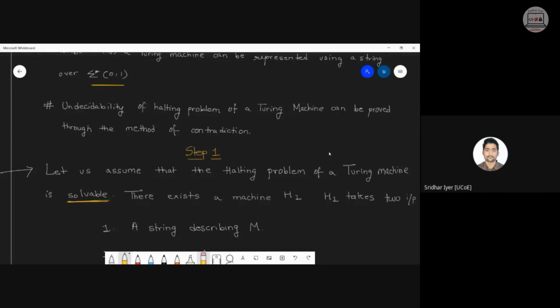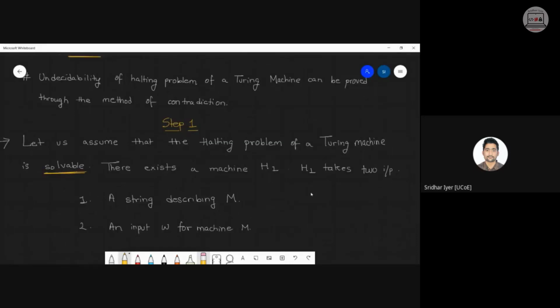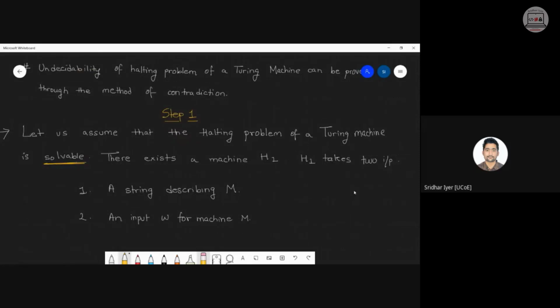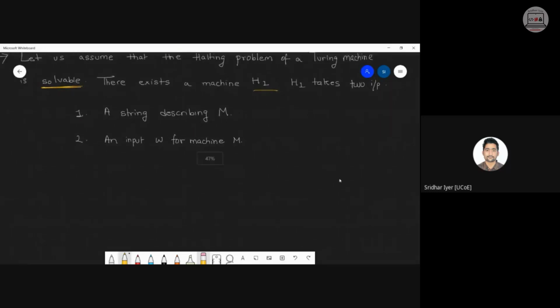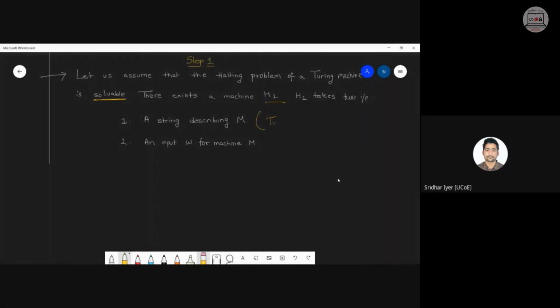Okay, so let's start with this problem. Let us assume that the halting problem of a Turing machine is solvable. There exists a machine H1. H1 takes two inputs. A string describing M. What is M? M is the Turing machine. I'm writing it over here. M is a Turing machine and W is nothing but the input. As explained, we are going to consider all the inputs in the form of binary numbers. So we are assuming that there exists a Turing machine H1 which takes two inputs. First input is a string which describes M. I can say that the string could be 1000111. This could be a string which describes M.